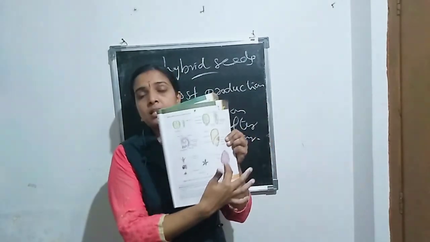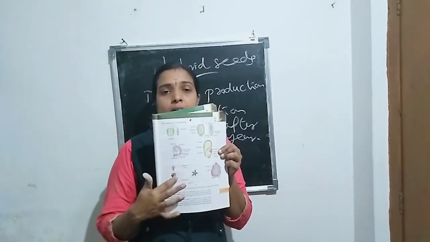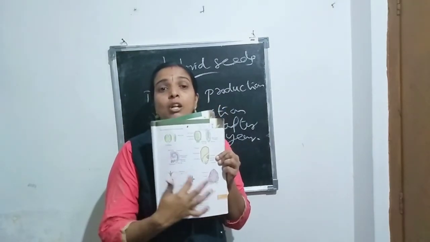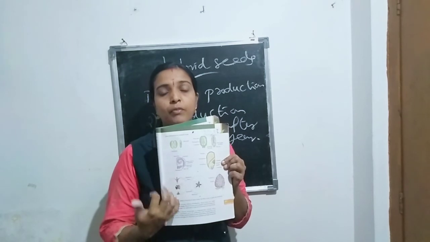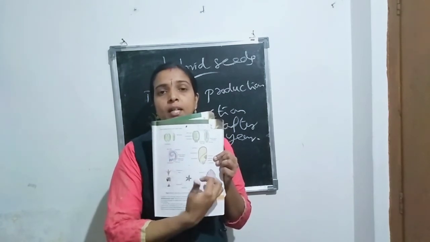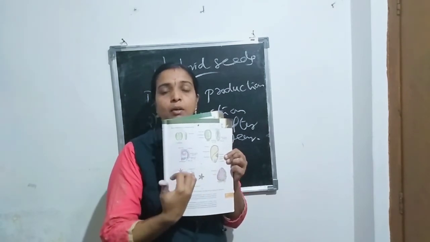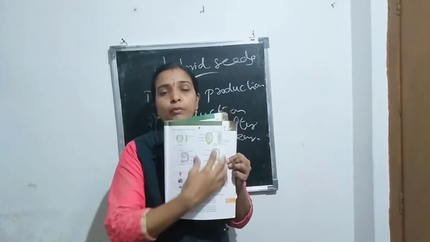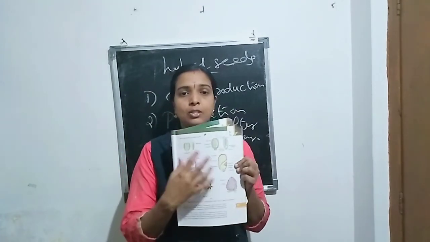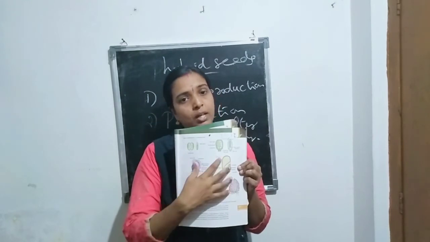Then the last two diagrams. One is the longitudinal section and cross section of apple. Then strawberry. These two show thalamus, seed and different parts. All of you draw this diagram after the lecture note of seed and fruit. Okay, clear? Thank you.